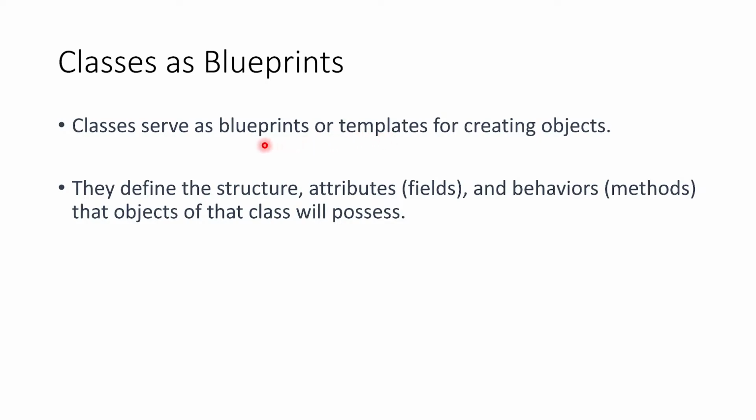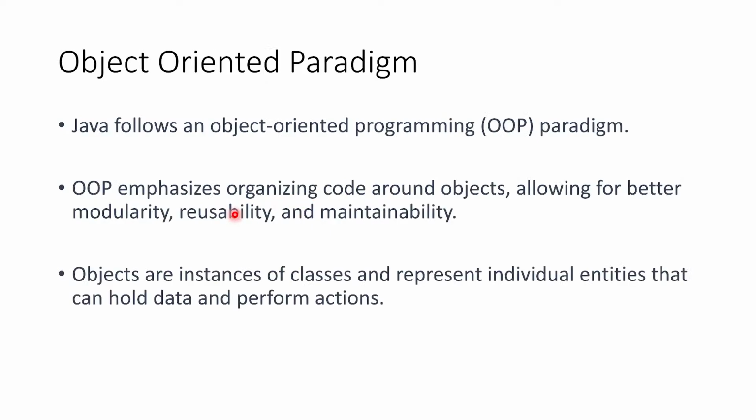Okay? Now, how do we then create this class? The structure of the class is that it contains attributes and behaviors. Attributes are the fields and behaviors are your methods. In Java, we write methods. Methods perform a particular action. And then your attributes are your fields. Those are your properties. Okay?